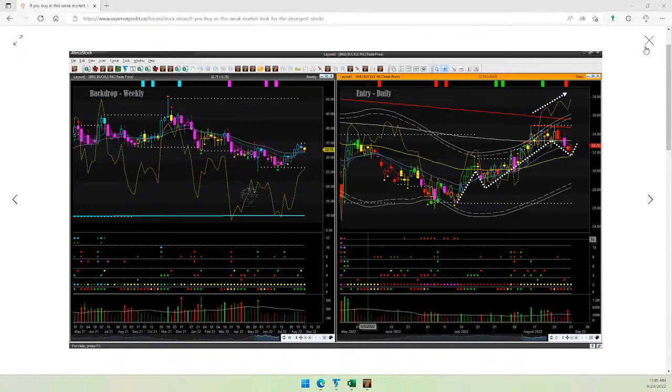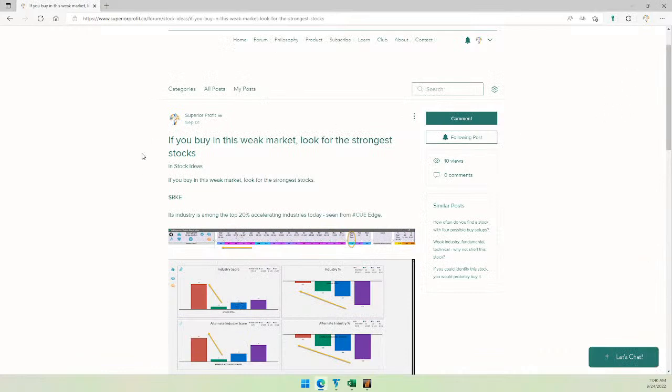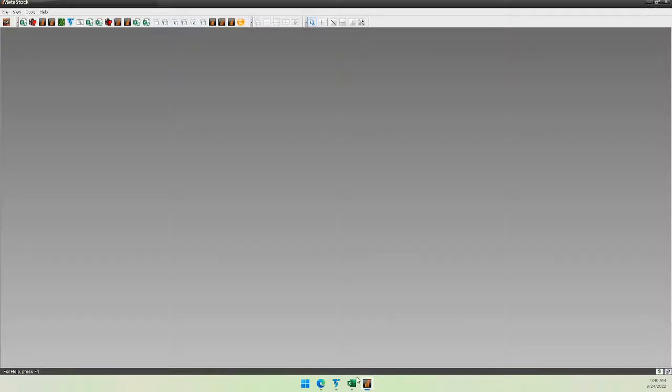Now market had come down heavily. What was the title of my last bullish trade idea in the USA market? If you buy in this weak market, and remember that is on September 1, not after almost 4 weeks after that. Long before I said, even that time, if you buy in this weak market, look for the strongest stocks, and I analyzed BKE. Let's look at BKE's chart.